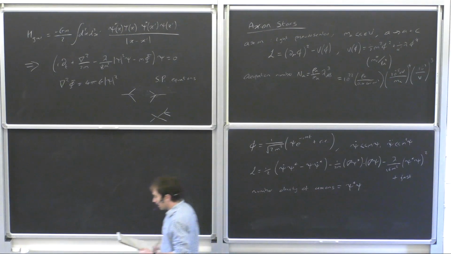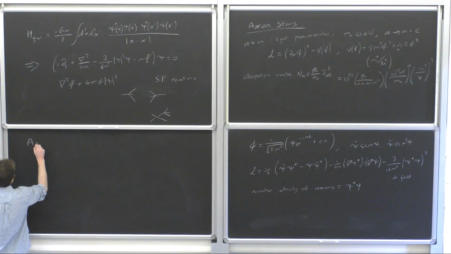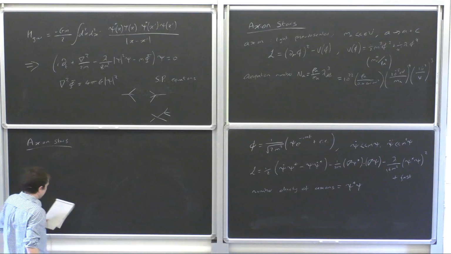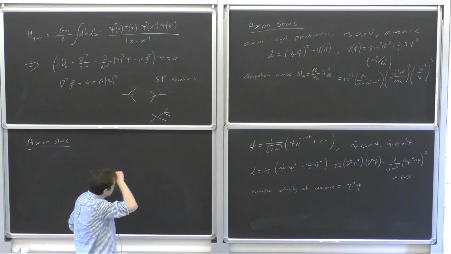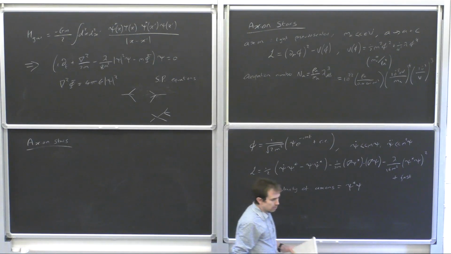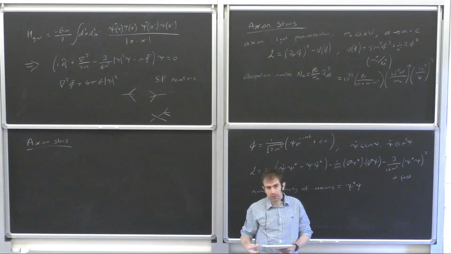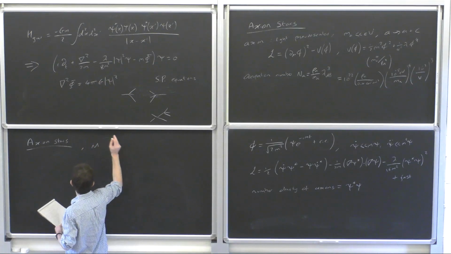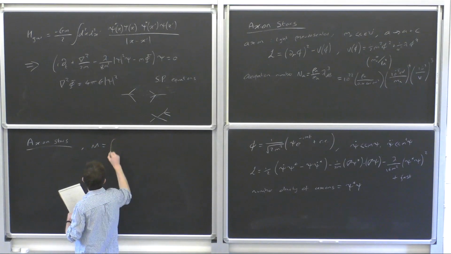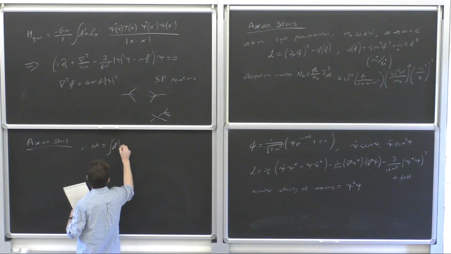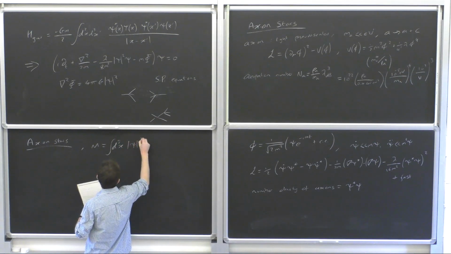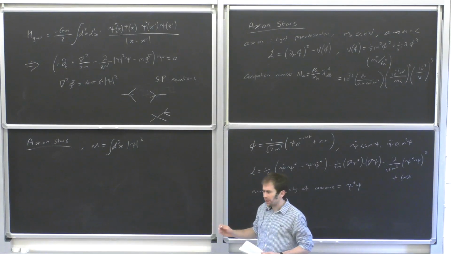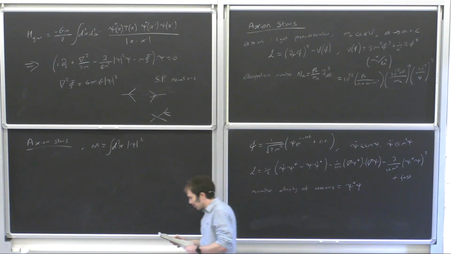Okay. So let me now look for solitons, axion stars. We want solutions of the Schrödinger-Poisson equations that minimize the total energy, but with a fixed total axion number. So now instead of capital Q for our Q balls, we want to keep fixed the absolute value of psi squared.